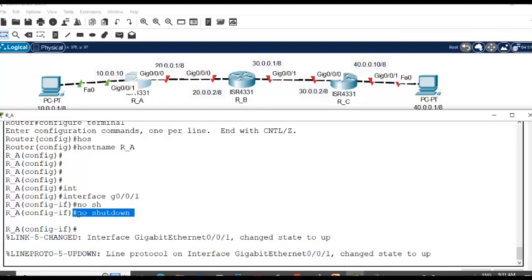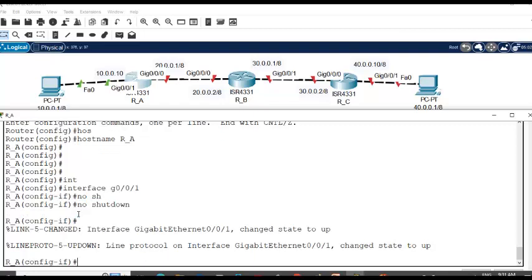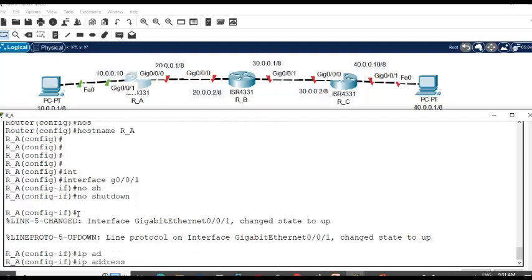Okay. Next, I'm going to assign the IP address. The command is ip address 10.0.0.10, followed by the mask, which you must type: 255.0.0.0. This is what /8 means. Only 8 bits out of 32 are on. Okay, we have assigned the IP address.